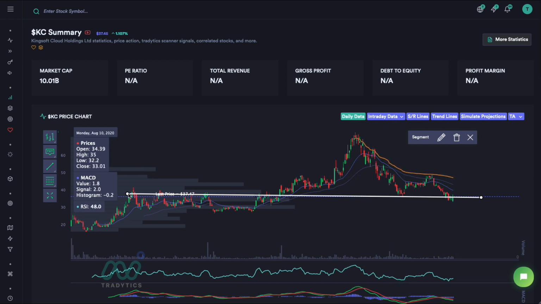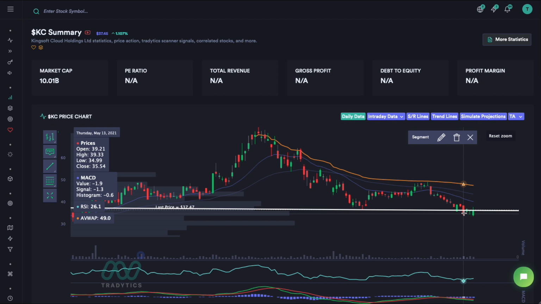So the longer term a level is, the stronger it is, and the more emphasis you should put into it. So we had this long-term support and resistance level. It was resistance here, it's support here, and what we did was we broke it here on May 13th.